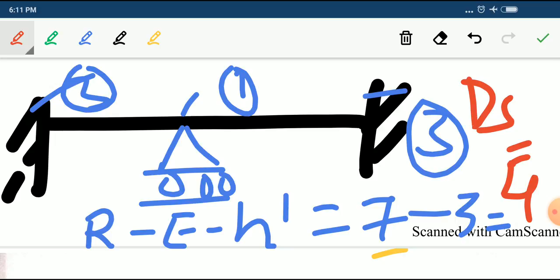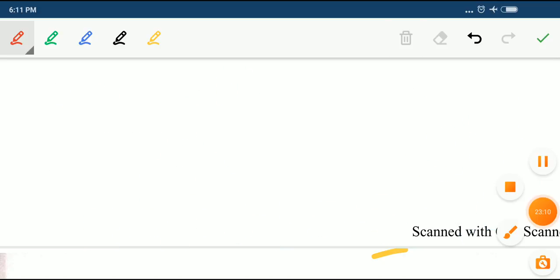I think you are now very much aware of how to calculate the degree of static indeterminacy for a beam. So in the next lecture, we will solve the problems on degree of static indeterminacy for plane frames. Okay, thank you very much.